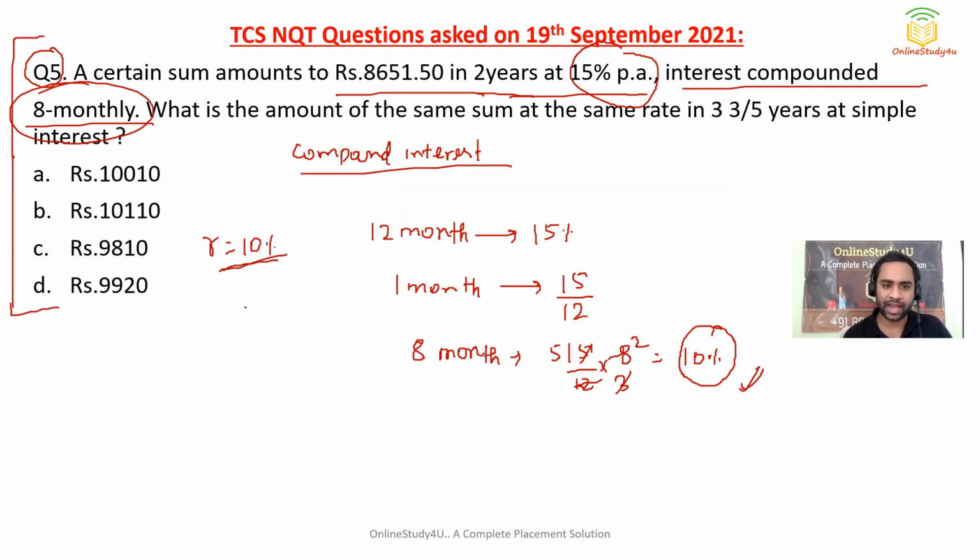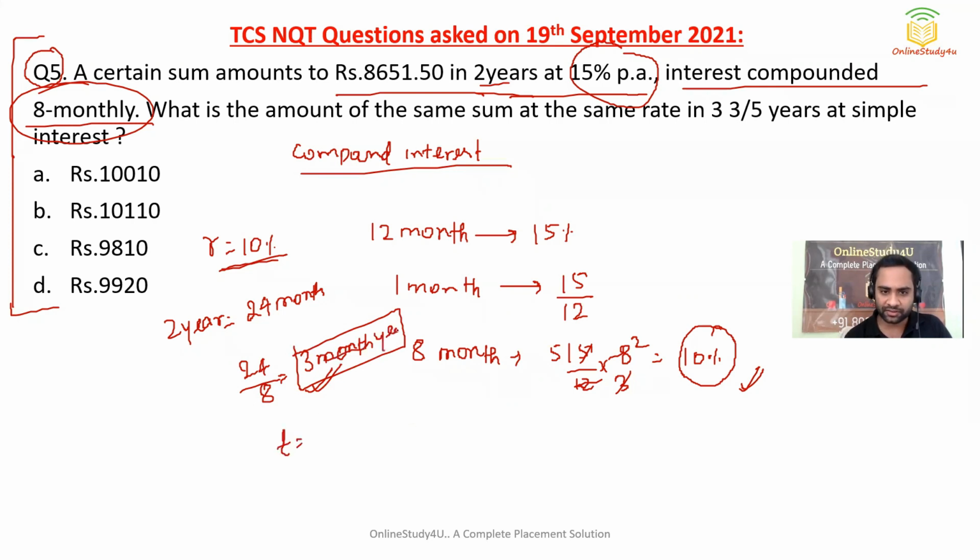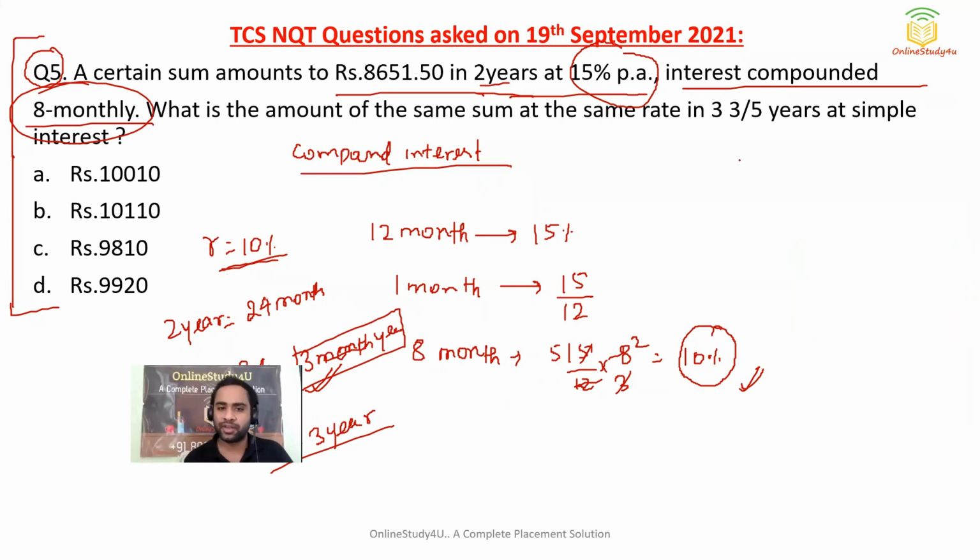And what about time? Time is 2 years, which means 24 months. But it is compounded 8 monthly, so 24 by 8 is 3. So the time will become 3 years here, because 8 months, 8 months and 8 months, so there will be 3 terms. So rate is 10% and time is 3 years. This is how we have to convert.